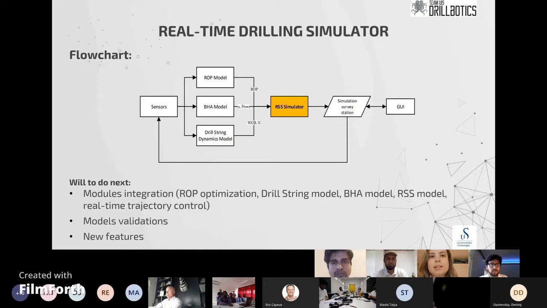So if we find that the values are valid and these models have been validated, they are then going to be sent to the GUI. Otherwise, the sensors should pick up some issues and provide the BHA, the ROP, and the drill string model with some new parameters. And these parameters would then modify the values, which will recalculate the simulation. And some new features will be added to the real-time drilling simulator in future projects.